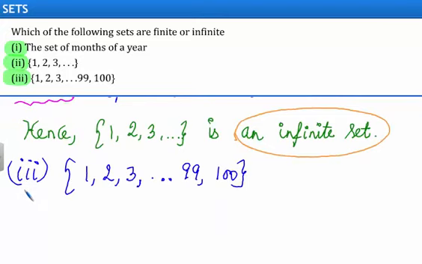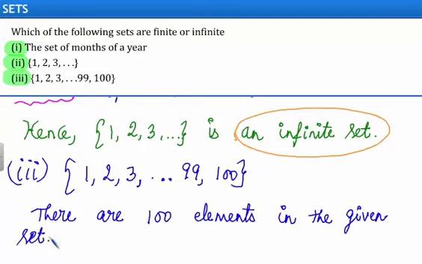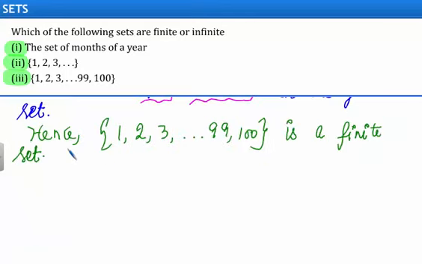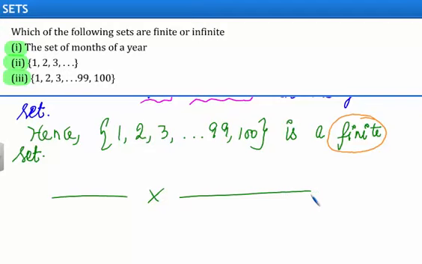In the third part of the problem, we are given a set of natural numbers starting from 1 to 100. In the given set, we are having 100 elements. Hence, we can say that the set of natural numbers starting from 1 to 100 is a finite set, since it has finite number of elements. With this, we come to the end of the solution.